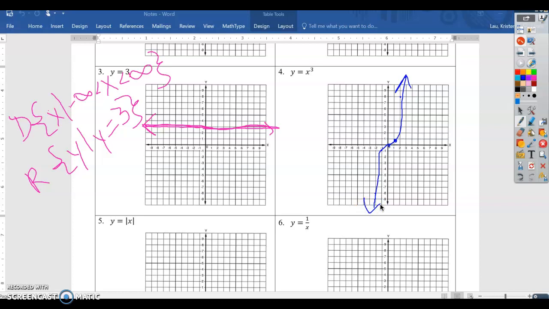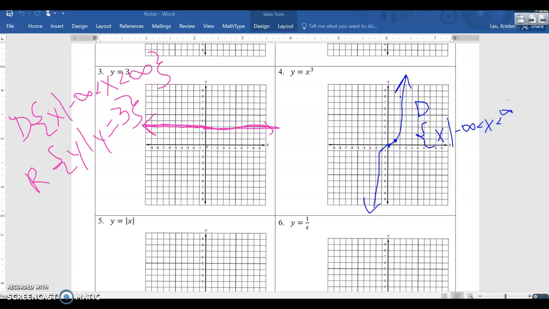Okay. And so we should know that my domain, and I'm going to write my domain again in set builder notation just so I can practice my set builder notation. Curly brackets, x such that negative infinity < x < positive infinity, close brackets. My range is the same thing, because it goes on forever in both directions. {y such that negative infinity < y < positive infinity}.